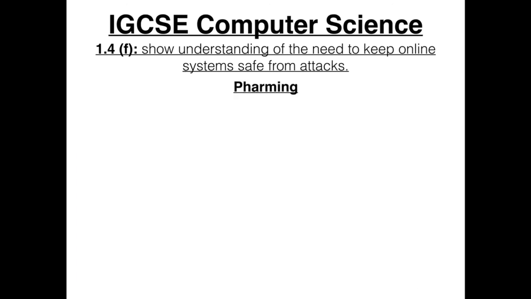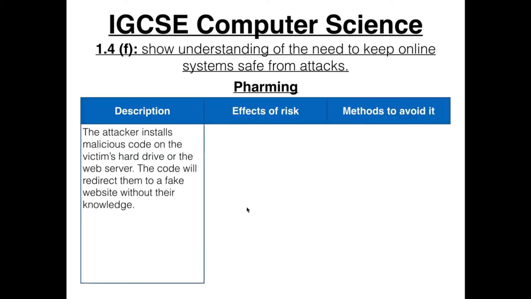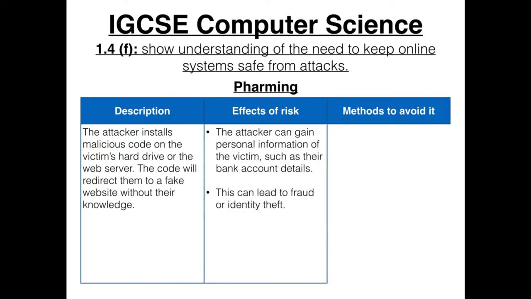Then there's pharming, which is kind of the same idea, but the method is a bit different. In pharming, the attacker installs malicious code on the victim's hard drive or the web server, and the code will redirect them to a fake website without their knowledge. And of course the website will try to trick the victim. So yeah, the effects of the risk include the attacker gaining personal information and identity theft.